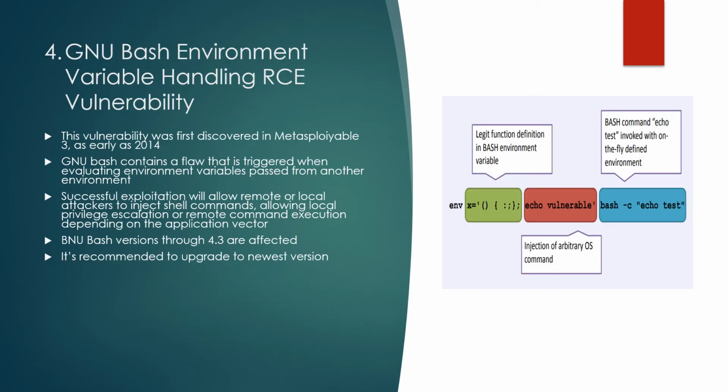The fourth vulnerability we're addressing today is the GNU Bash environment variable handling RCE. This vulnerability was found in early 2014. Bash contains a flaw that is triggered when evaluating environment variables passed from another environment. Successful exploitation of this will allow remote or local attackers to inject a shell command and gain full access to the system.